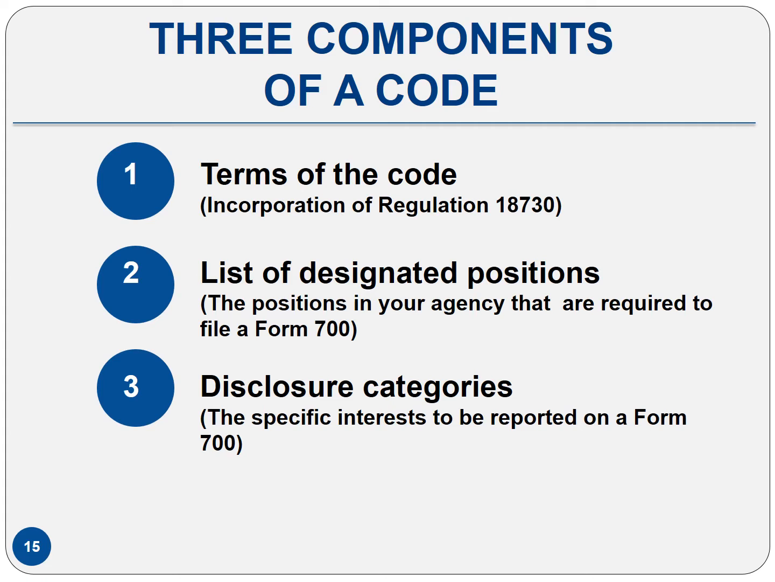The second component is the list of designated positions. These are the positions that are required to file the Form 700. The third component is the disclosure categories. These specify what types of interest filers need to report on the Form 700.